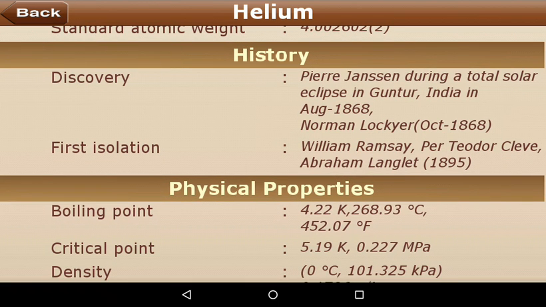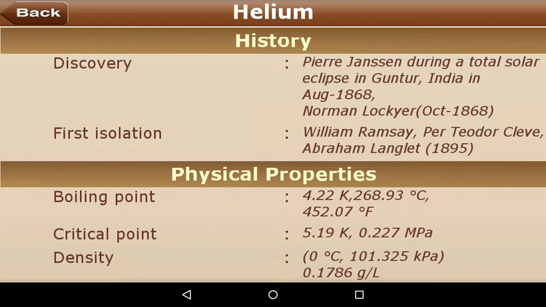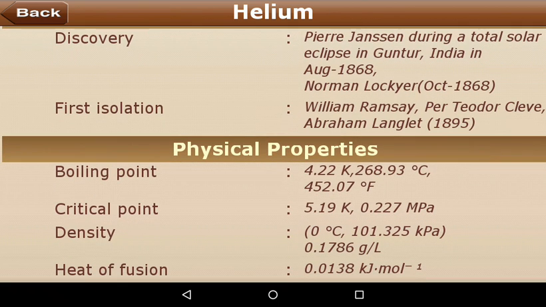Now we'll look at the history of helium. Helium was discovered by Janssen during a total solar eclipse in Guntur, India in August 1868. So it was an atom discovered by chance, where one event eventually led to another. That is where helium was discovered.